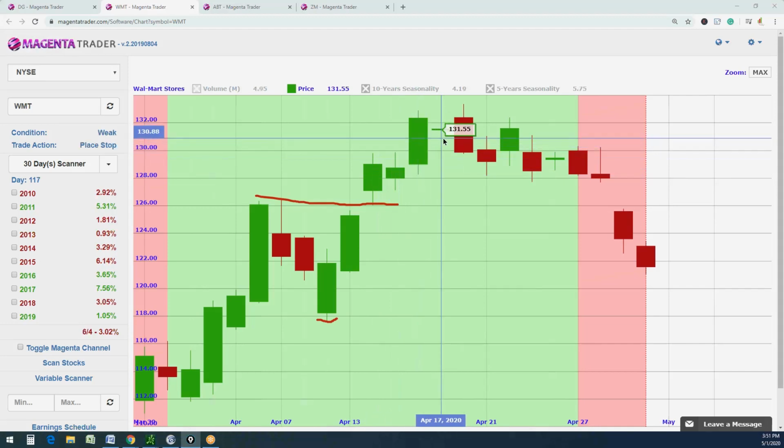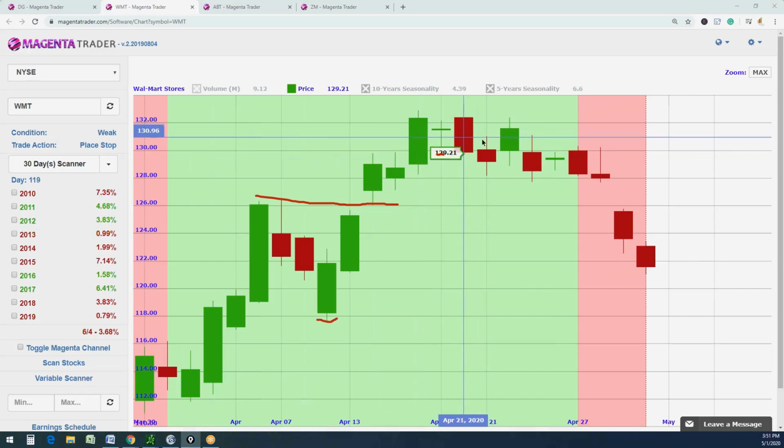And by this day, on April 17th, again, Magenta was suggesting place a stop. Those who were in the trade from the beginning would now be able to place a stop somewhere around that day. The next day turned into a bearish candle, and Magenta was suggesting, look, now the market is getting weak for Walmart. The trend has become weak.